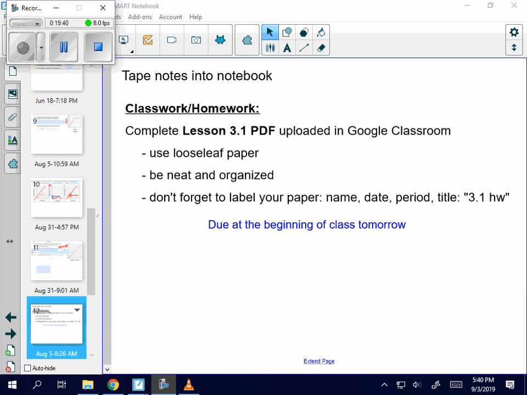So your work now that you're done taking your notes is not on Get More Math. It's going to be a PDF, lesson 3.1, and it's in Google Classroom. You're going to put your work on loose leaf paper. You're going to be neat and organized. And you're going to remember to label your paper with your name, date, and period so that we can collect it and take it for a grade.